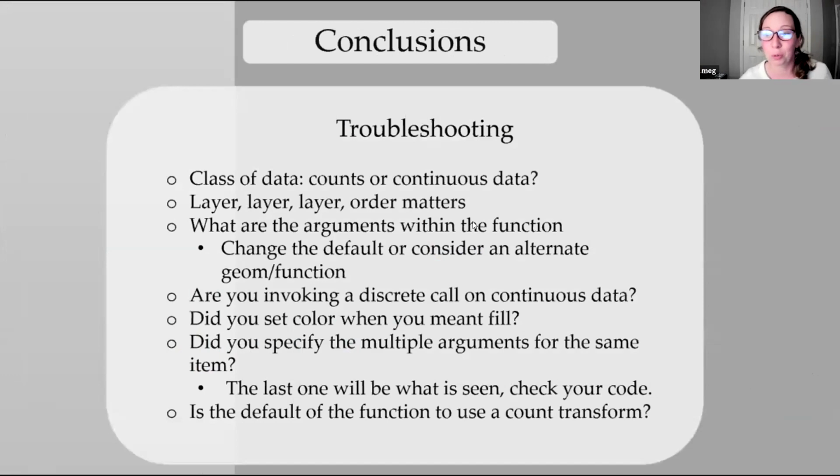So for some troubleshooting, we've gone through, I've done a lot of examples in that code of different ways to troubleshoot data, throw errors, and then see what happens. You want to always consider the class of your data. Is it count or continuous? Your order matters, layer, layer, layer. So if you're doing multiple geoms, the last one you put in your order is going to be the first one that appears. It's going to be the least transparent. What are the arguments of your function? Are you invoking a discrete call on continuous data? It's not going to like that.